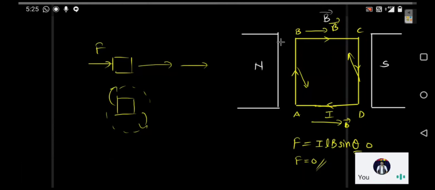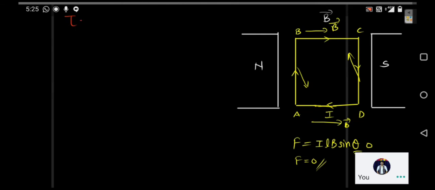The expression for torque we already saw. The expression for torque was given as NIAB sine theta, where N is the number of turns of the coil, I is the current in the loop or the coil, A is the area of the coil, B is the uniform magnetic field in which it is placed, and theta is the angle between the area vector, that is the normal to the plane of the coil, and the magnetic field. Correct? This is what we saw.